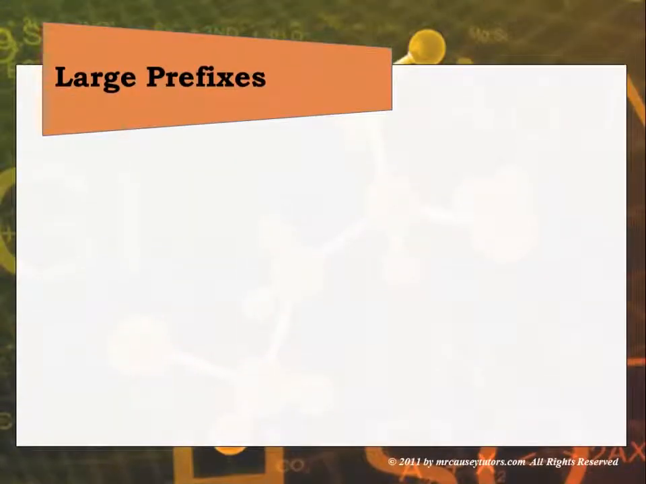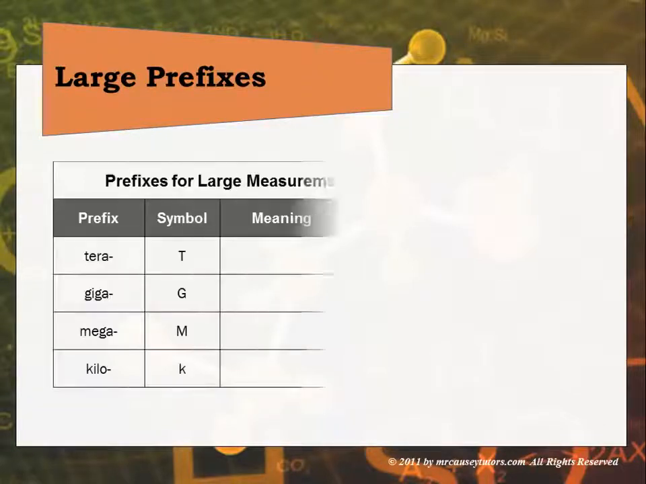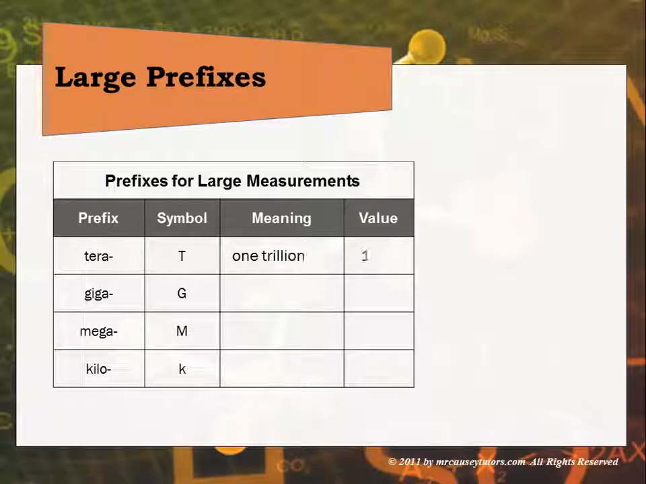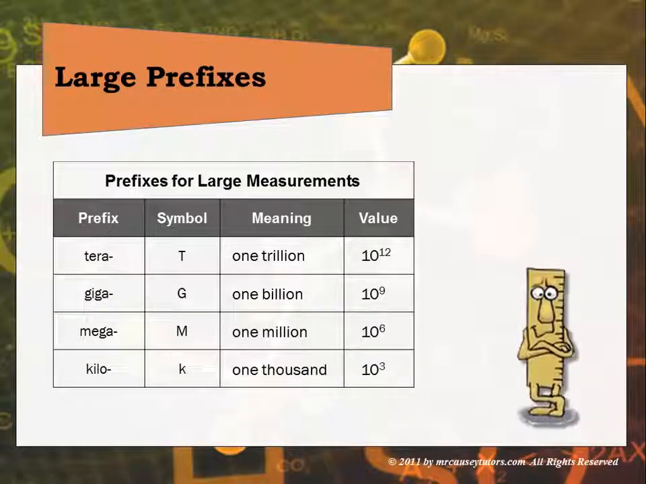Now, a really cool thing about the metric system is that it's based on tens, and there are a set of prefixes that help us understand the units. So we have to learn some prefixes, and the large prefixes are as such. We have tera, which means 1 trillion, giga, which means 1 billion, mega, which means 1 million, and kilo, which is the most important one here for us.